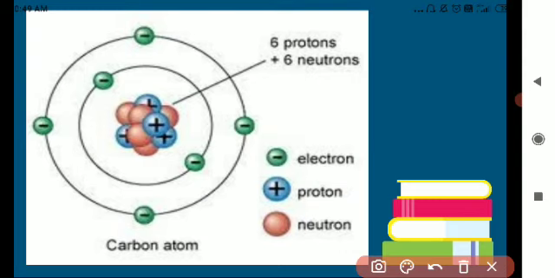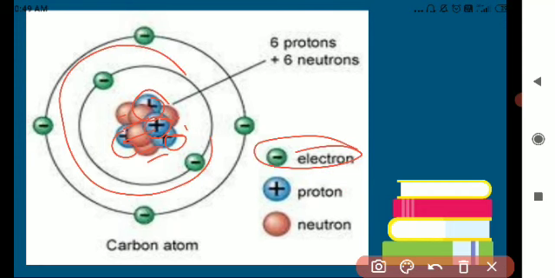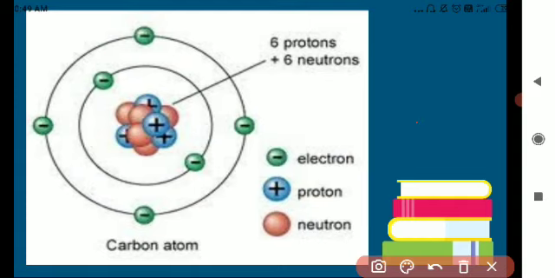So you see the dark brown particles are all your neutrons. They don't have any charge. The blue particles are your protons, and they have a positive charge. And you all know the electrons have a negative charge, and they revolve around your nucleus.